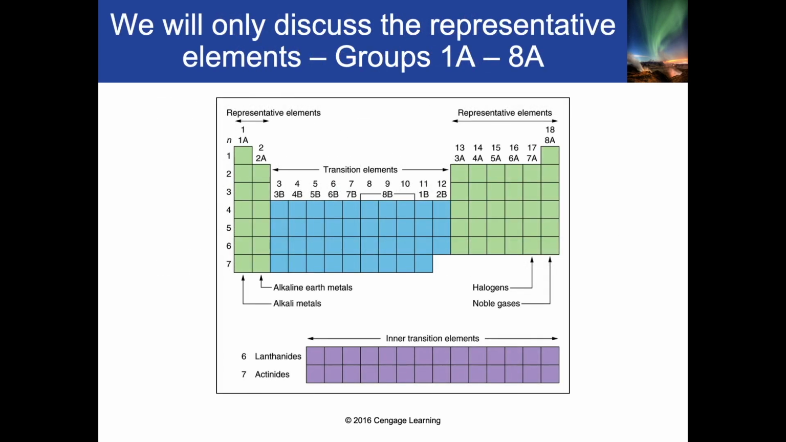So, I just said that we only discussed the representative elements, groups 1A through 8A. This is the same thing again, and all it's really showing you is that we're talking about these guys here, and these guys here. The non-metals over here and these metals here will combine with each other to try to get 8 electrons, except for the noble gases, which already have 8 electrons in their outer shell, so they don't really care about anybody else.